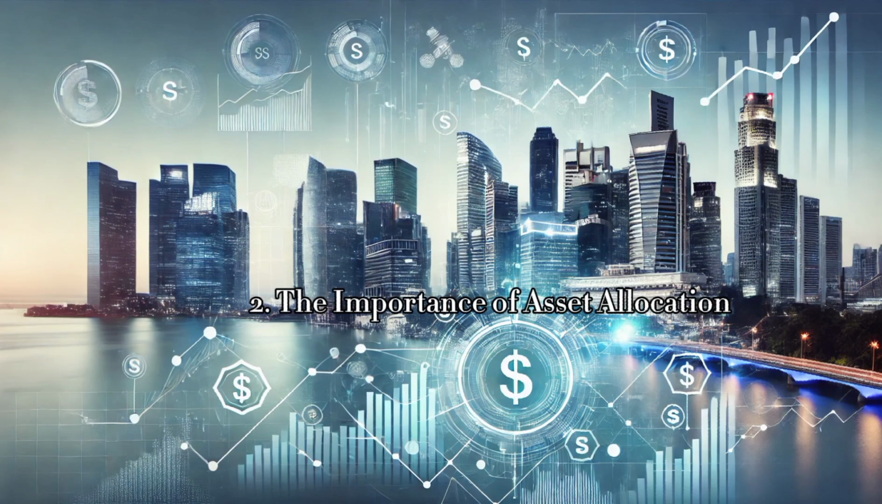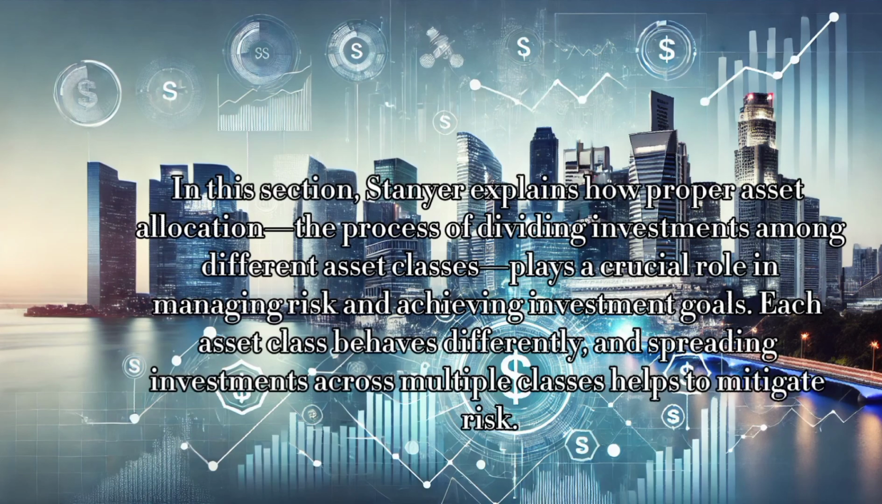2. The importance of asset allocation. In this section, Stanyer explains how proper asset allocation, the process of dividing investments among different asset classes, plays a crucial role in managing risk and achieving investment goals. Each asset class behaves differently, and spreading investments across multiple classes helps to mitigate risk.